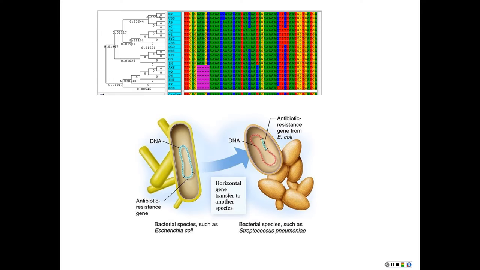So lateral gene transfer is the transfer of genes within the same generation. If we think of vertical transmission as the transmission of genes from parent to offspring, going from one generation to the next generation, lateral or horizontal gene transfer is within the same generation. And this can be among members of the same species, but not necessarily. It could be one species to another.